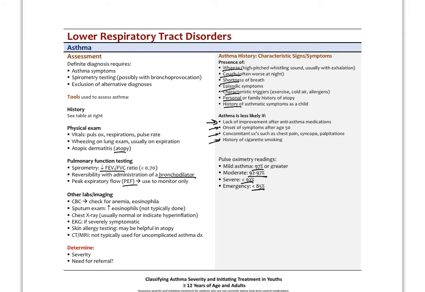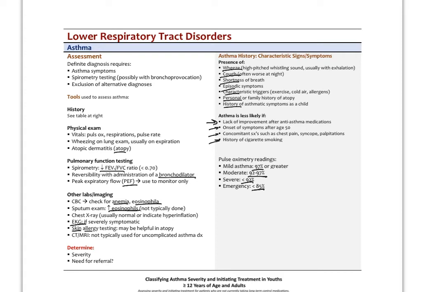Other labs would be checking a CBC for anemia and eosinophilia, which is classic with allergies. Sputum might show increased eosinophils. That's not typically done. Chest x-ray is usually normal, maybe can show some hyperinflation. If the person's very severe, we might give them an EKG to make sure they're not having any cardiac arrhythmias that, for example, we couldn't use the asthma medications with. And then maybe skin allergy testing to check for atopy, and typically no further imaging like CT or MRI is needed.